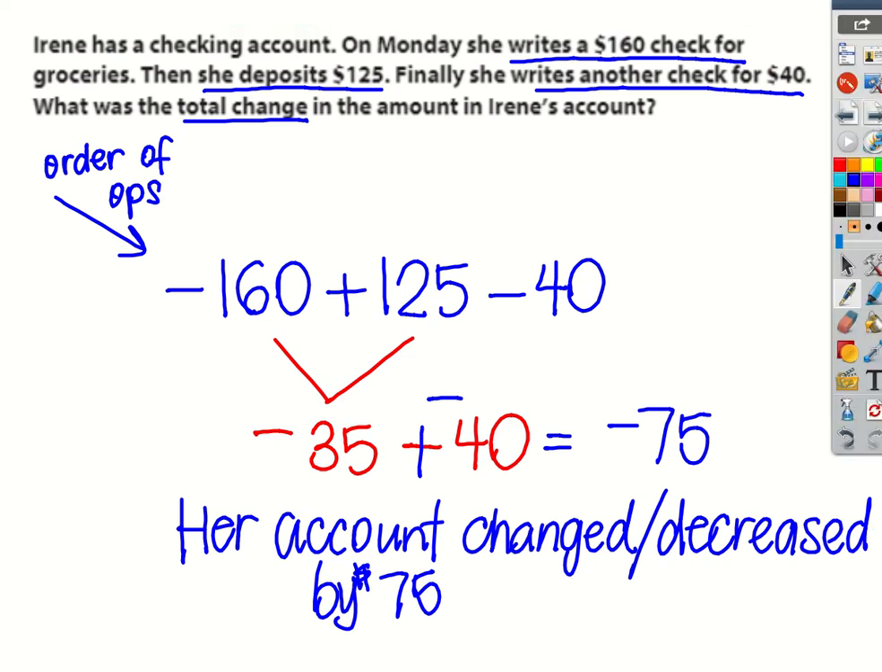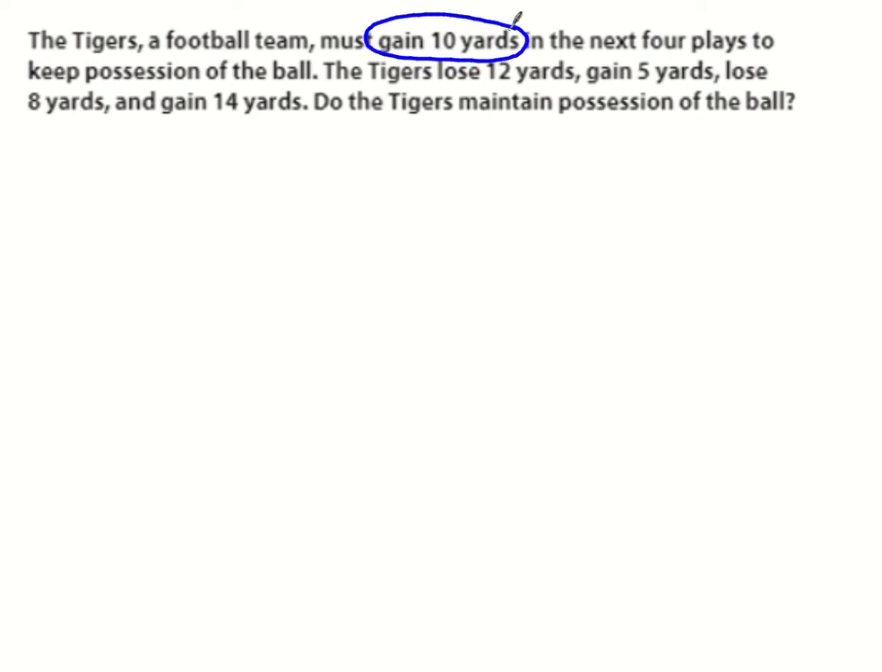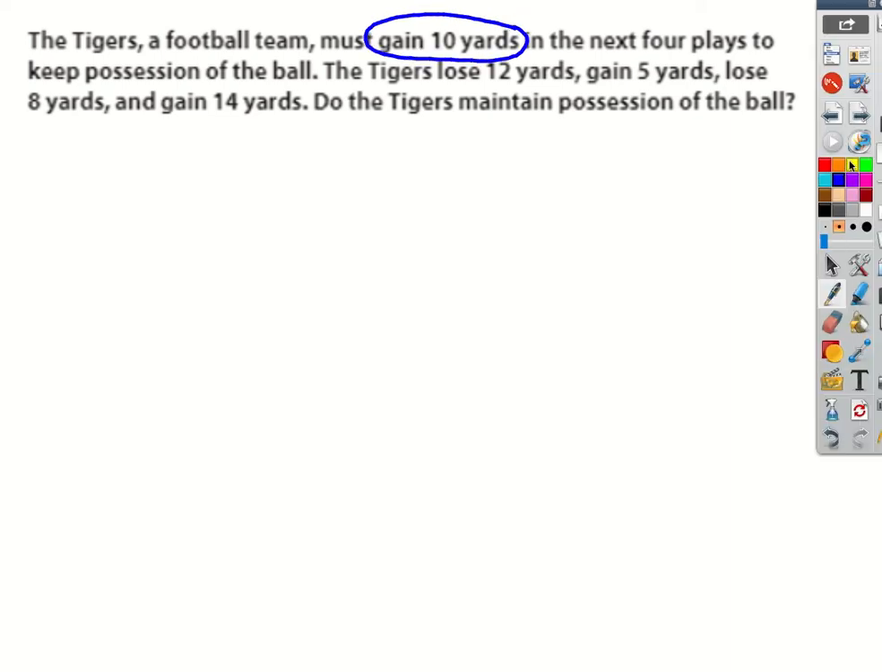Okay? Let's look at the last one. The Tigers, a football team, must gain 10 yards in the next 4 plays to keep possession of the ball. The Tigers lose 12 yards, gain 5 yards, lose 8 yards, and gain 14 yards. Do the Tigers maintain possession of the ball? Okay, so we know they have to gain 10 yards, so +10 in order to keep possession. Now let's look at what happened in the next 4 plays.